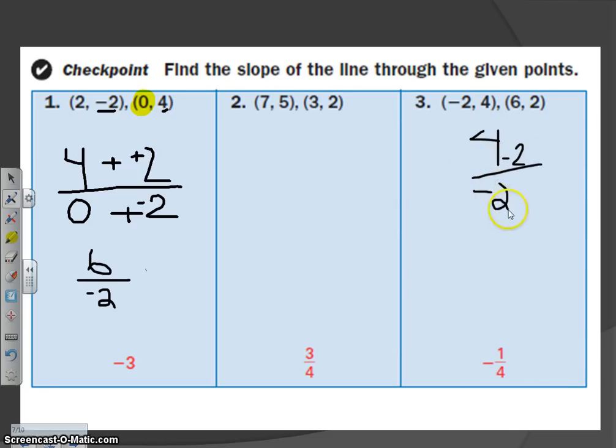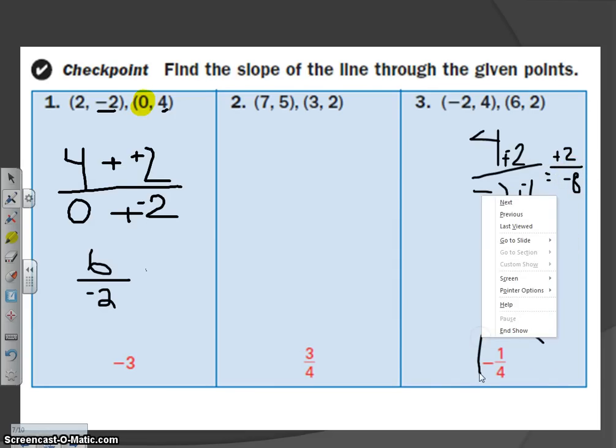Then I can take -2 minus 6. Add the negatives. -2 plus 2, because 4 is bigger. And 6 plus 2, -8. Simplify. You always want to simplify to 1/4.